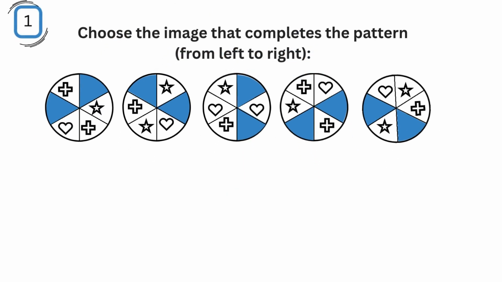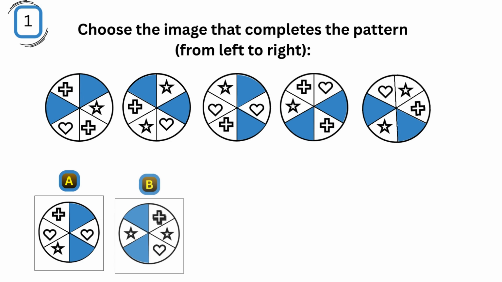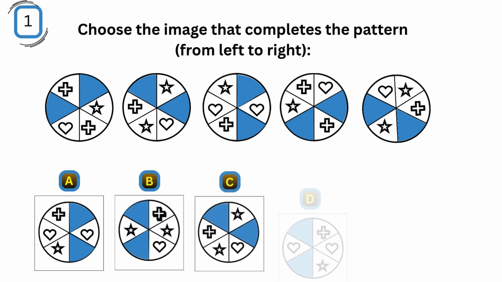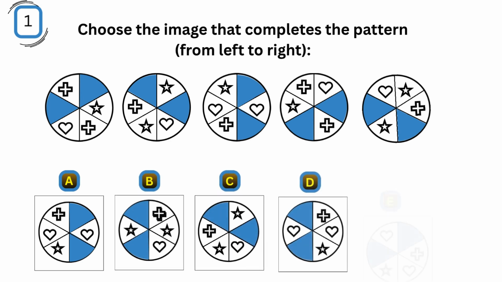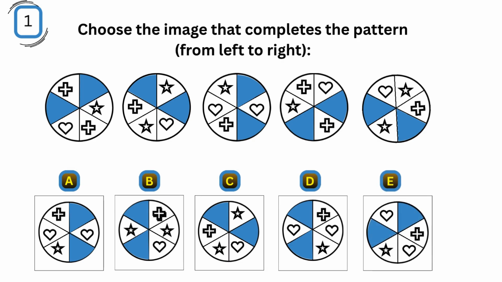Now, we have 5 potential options. Option A, Option B, Option C, Option D, and Option E. Your objective is to identify which one of these options correctly completes the pattern. The clock starts now.